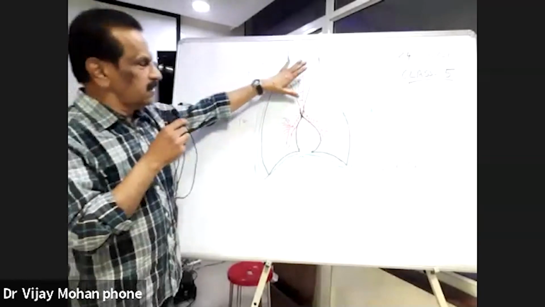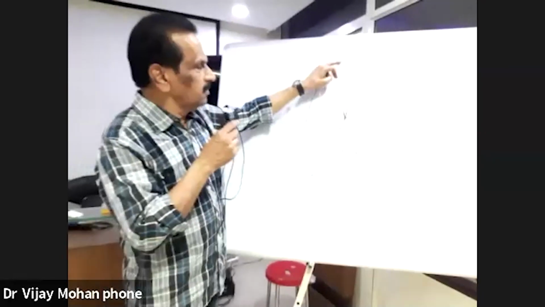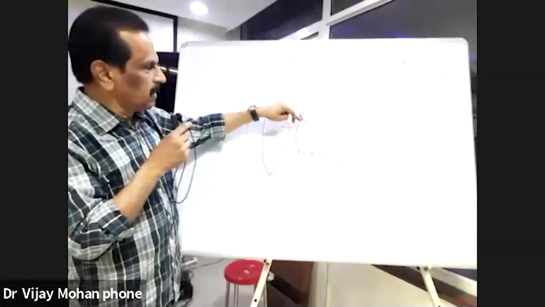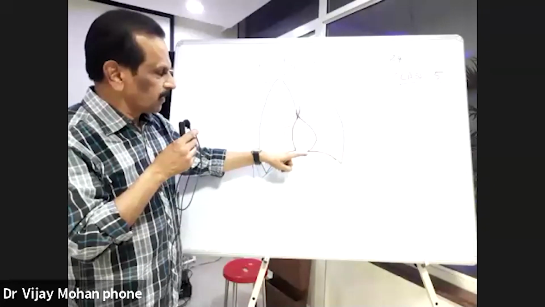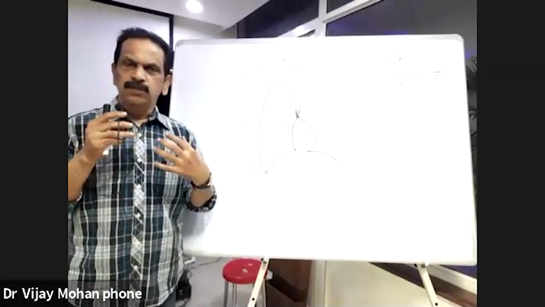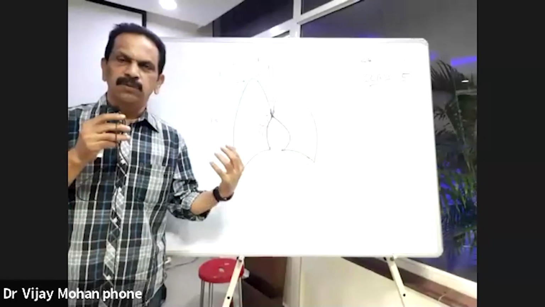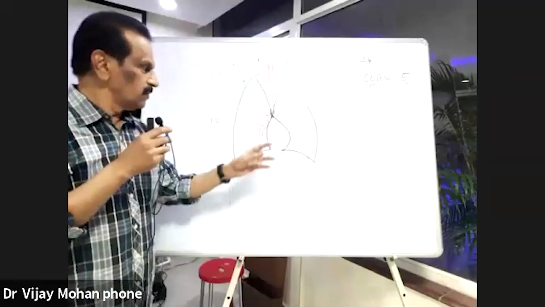Coming to this, this is the base general diagram. This is the trachea, the bronchi, that is the lung, this is the pleura, this is the heart. The heart is situated two-thirds to the left and one-third to the right, just like that.